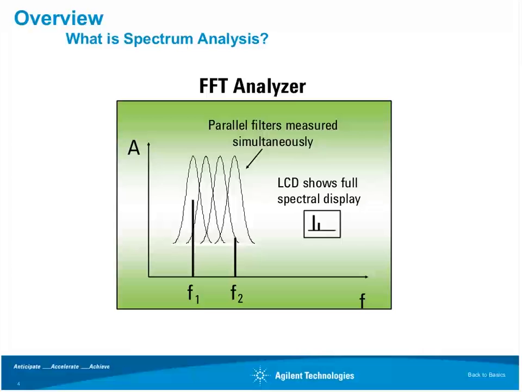Now, there are a couple of different approaches to displaying amplitude versus frequency. One approach would be to use an FFT analyzer. And conceptually, you can think of this as an instrument with a whole bunch of parallel filters. So wherever signal energy exists, like here at F1 or at frequency 2, you would get a response on the display because that signal energy would be passing through one or several of these filters.